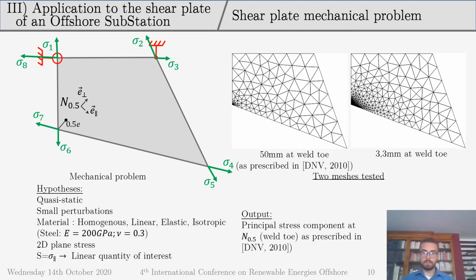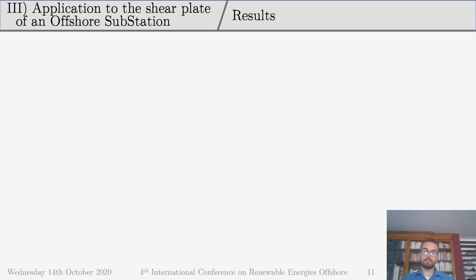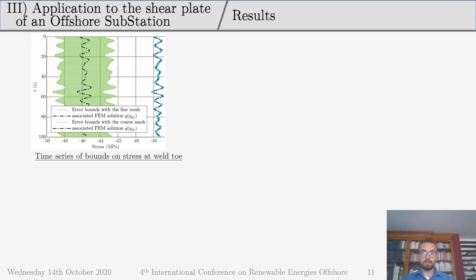Two meshes were tested, one of 50 millimeters at the weld toe, which is what is prescribed by DNV, and one with 3.3 millimeters at the weld toe, which is much finer. About the result we obtained, here is a time series of bounds on stress at the weld toe for the coarse and the fine mesh. You can see that there is no intersection between the bound on the coarse mesh and the one on the fine mesh. So if the exact solution lies within the bound, it should be at the intersection between these two meshes. Because it's not the case, it means the exact solution is probably outside the bound estimated.